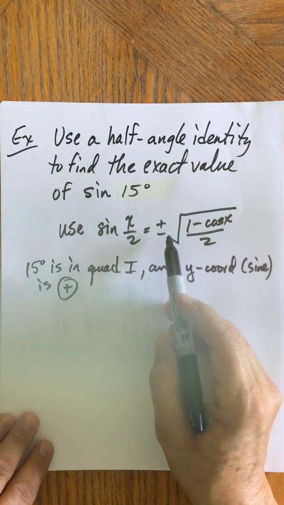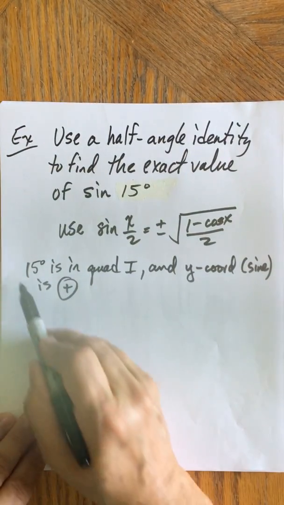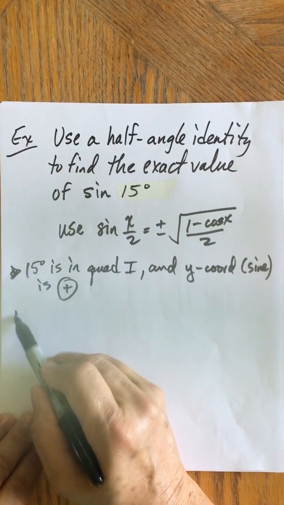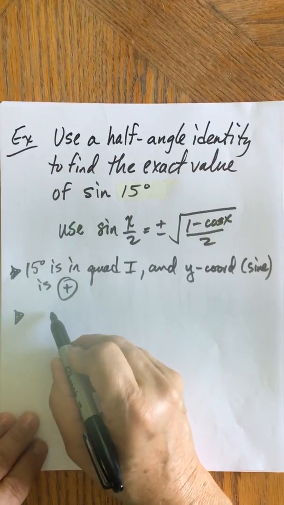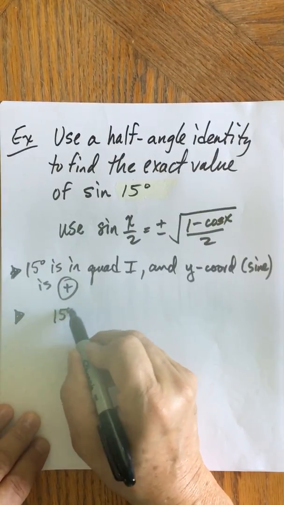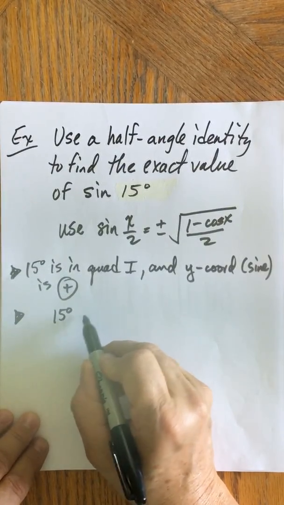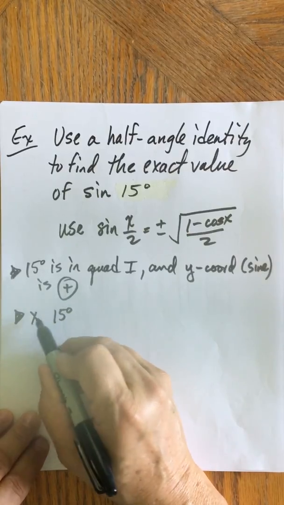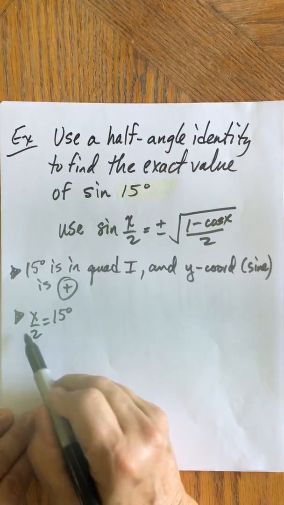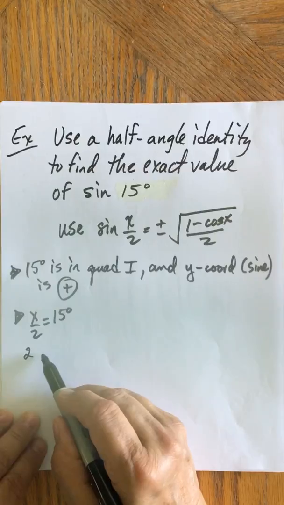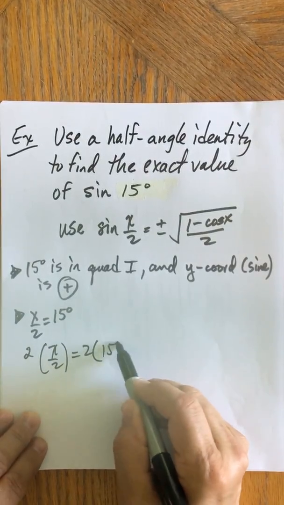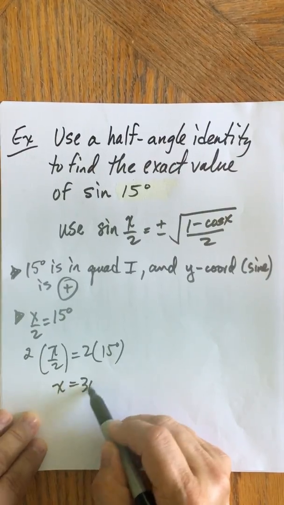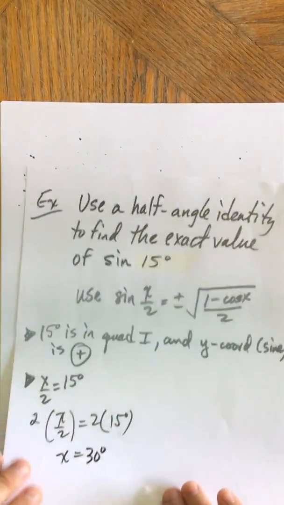So now we're going to work with that, and here's one little piece I want to work in before I actually fill everything in. Remember, that x over 2 is 15 degrees, so I can now multiply both sides by 2, right? And so my x is 30 degrees. All right, now we're ready to go ahead and plug everything in.